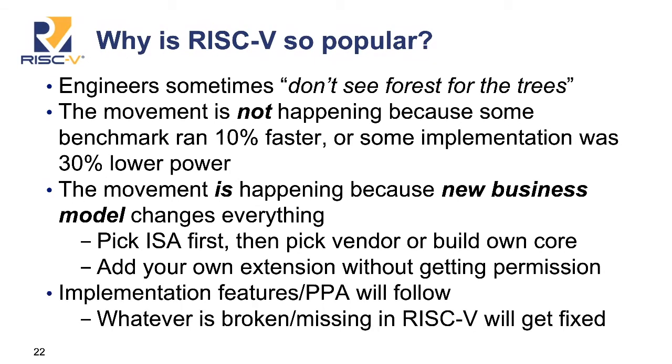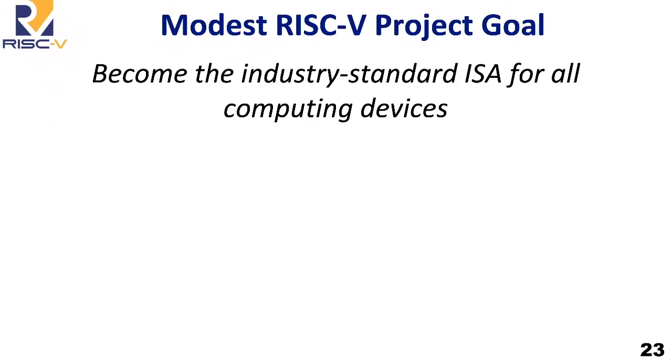And so as a result, there's a lot of investment going into RISC-V. So if you think there's some implementation feature missing, or there's some PPA design point that's not there right now, for example, very high performance or very low power, somebody is probably working on fixing it right now and investing in that, because they see the new business model as being the way they want things to go. So our goal is really to become the industry standard ISA for all computing devices. We've been saying this for a while, and it's becoming more true over time.